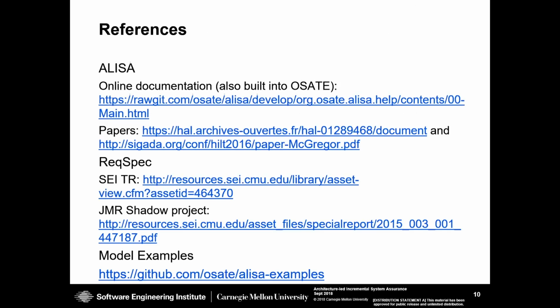A short summary of some pointers to information about ALISA. There is the online documentation built in OSATE with a reference to accessing it over the web. There are a couple of papers. There are some technical reports, one around the RegSpec notation, and there's actually 3 reports around the JMR shadow project. And we have a link to a GitHub area of OSATE in which we have ALISA examples.